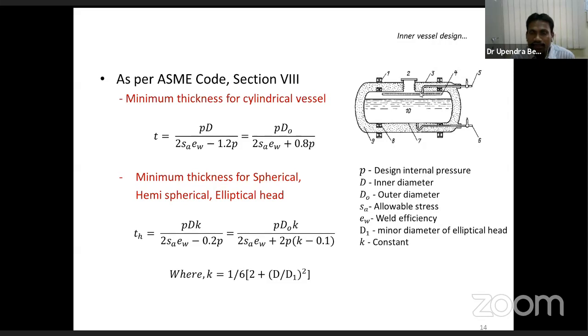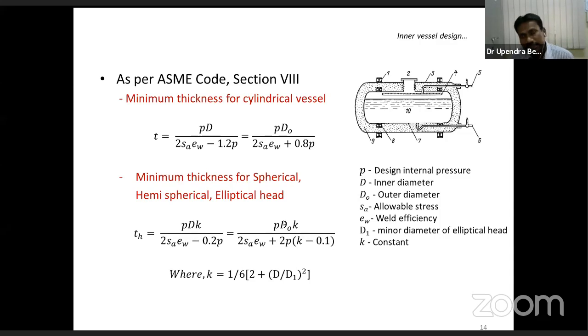After arriving at the thickness of this inner cylindrical vessel, I need the thickness of the hemispherical or elliptical or spherical end. That is given by this equation. The thickness of this spherical or hemispherical head should be t equal to P into D, the diameter of the vessel, into K. K is a constant that is given by the equation 1 by 6 multiplied by 2 plus D by D1, where D1 is the minor diameter of the elliptical head. If it is an elliptical head, then you have to go for that. This K value we can get from here, and from this equation you will find out the thickness of the head of this inner vessel.